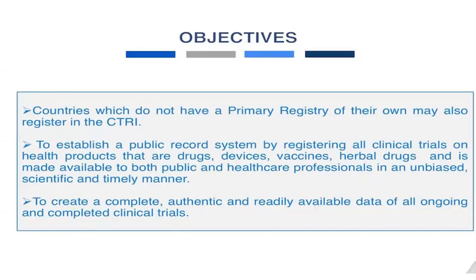The second objective is to establish a public record system by registering all clinical trials on health products related to drugs, devices, vaccines, and herbal drugs, and to make it available to both the public and healthcare professionals in an unbiased, scientific, and timely manner. So the second objective is to make the database available as a record system. How? By registry. For whom?